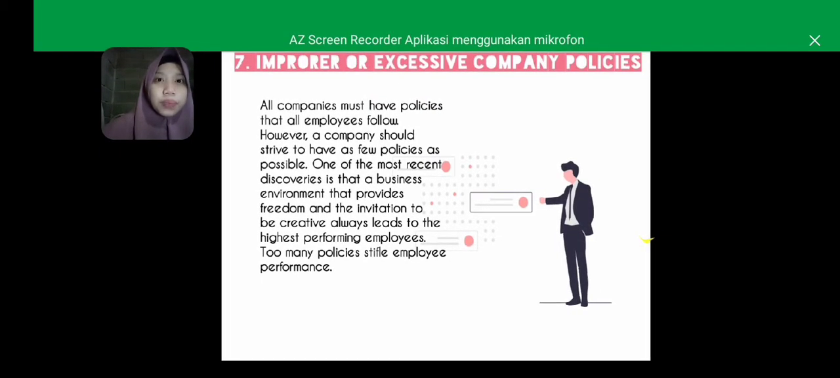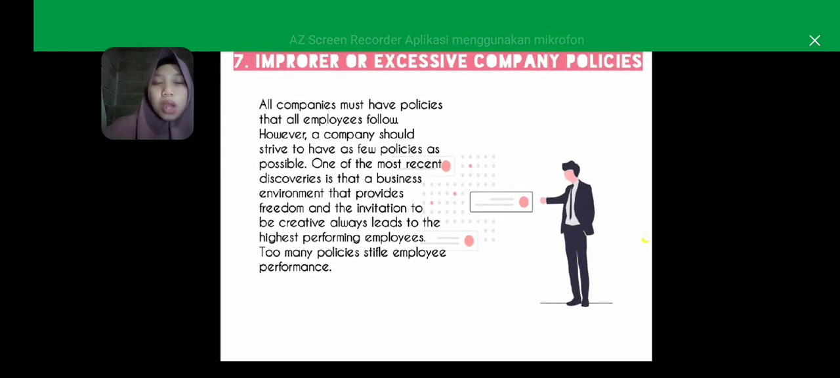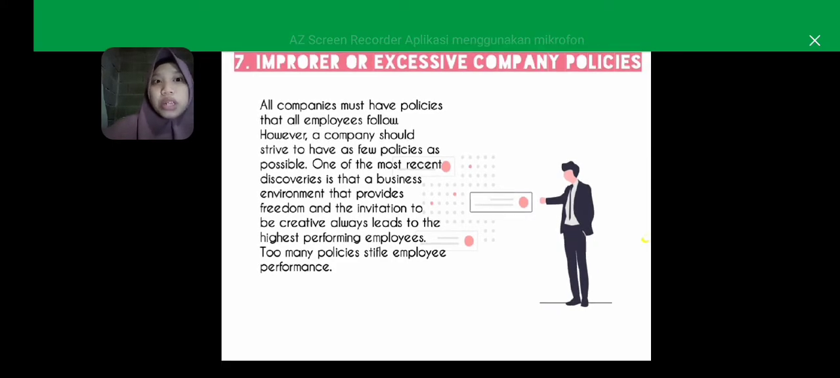And then, improper or excessive company policy. All companies must have policies that all employees follow. However, a company should strive to have as few policies as possible. One of the most recent discoveries is that a business environment that provides freedom and the invitation to be creative always leads to the highest performing employees. Too many policies stifle employee performance.